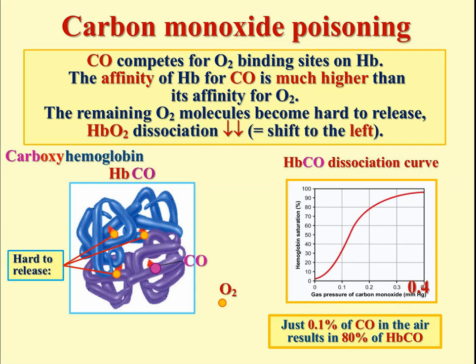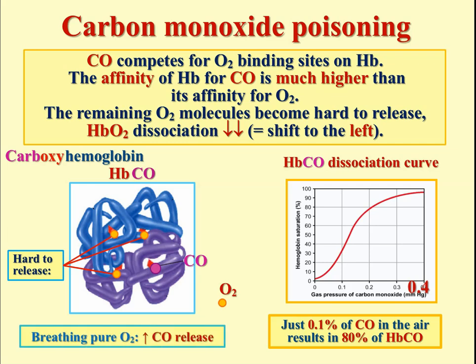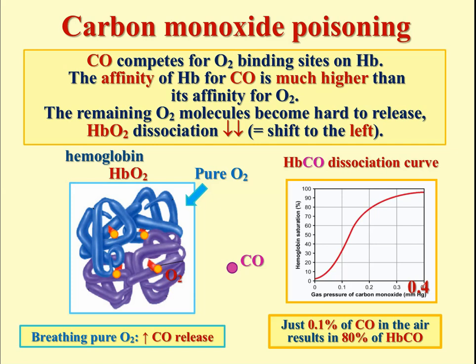In these cases, help should come as soon as possible. The best type of help is breathing pure oxygen, which increases the rate of CO release. Pure oxygen makes it faster to release CO, and finally oxygen takes its place and hemoglobin again becomes oxygenated, oxyhemoglobin. In case pure oxygen is not available, at least fresh air should be supplied as soon as possible to stop further additional CO presence.